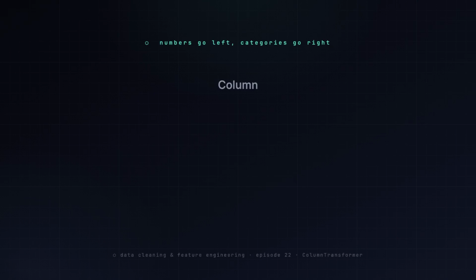Last episode, we put a chain of steps in one object, but every column went through the same chain. Telco isn't like that. You scale a number, you one-hot a category. Today, we write each type down its own branch.